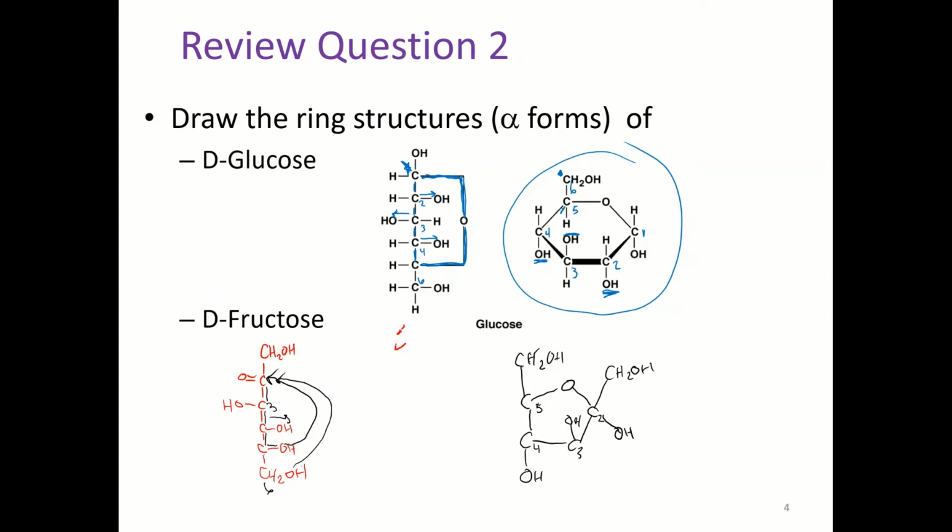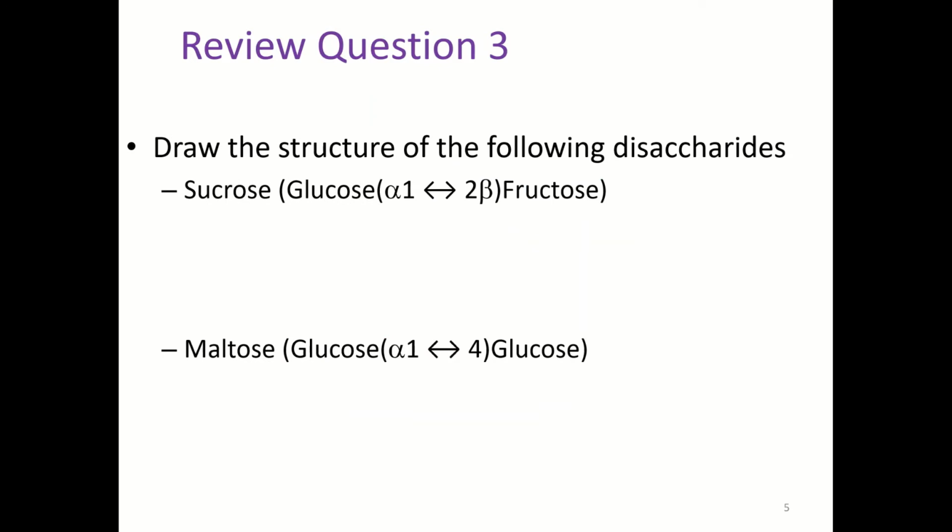Okay, moving on to the final review question. Draw the structure of the following disaccharides. Okay, so the first one is sucrose, and we're told sucrose is a combination of glucose and fructose. We're told that the linkage between the two is between the alpha anomer of glucose at carbon 1 and the beta anomer of fructose at carbon 2. Okay, so alpha 1 glucose and beta 2 fructose.